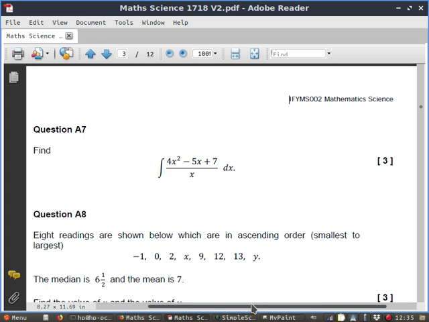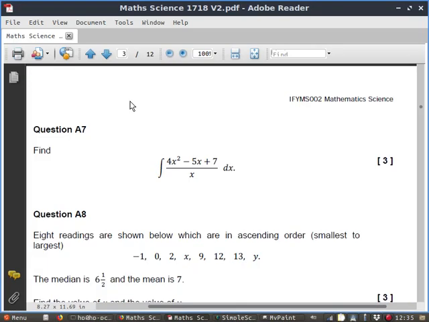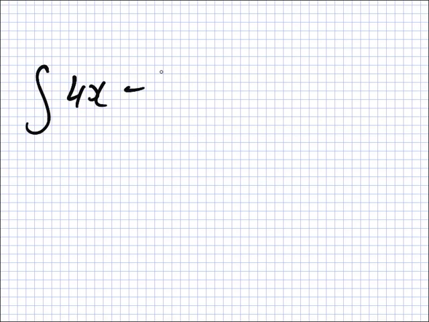Right, you got that? What was the trick here? Divide everything by x first. So really, you're being asked to integrate this: 4x minus 5 plus 7 over x dx.